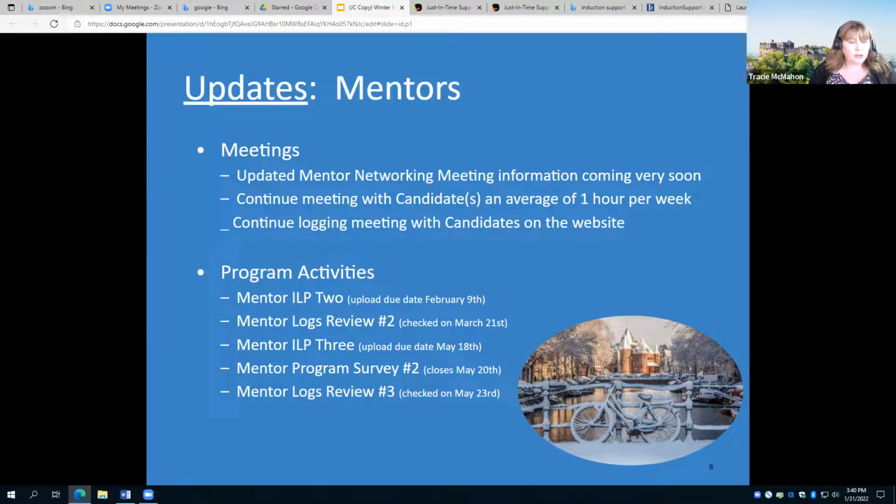Program activities for mentors, it's just the ILP 2, and that one is due on February 9th coming up. Log review number 2, we went ahead and waived ILP 3 for mentors, and then the program survey and mentor log review 3. So that's what's left for mentors.